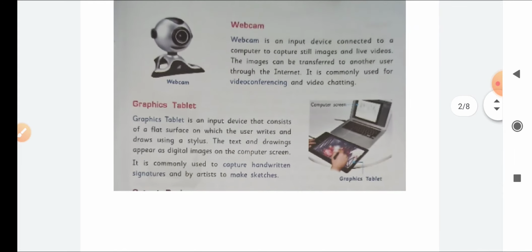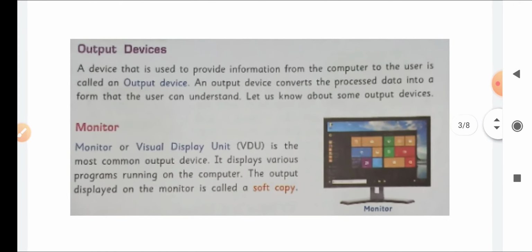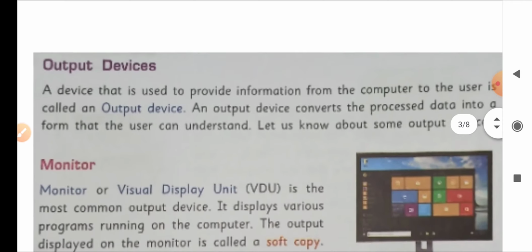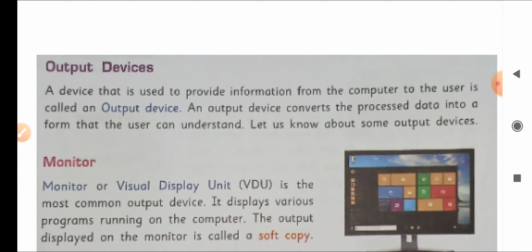So here we complete our input devices. Now we'll see some output devices. An output device is a device that is used to provide information from the computer to the user. An output device converts the processed data into a form that the user can understand. Let us know about some output devices.